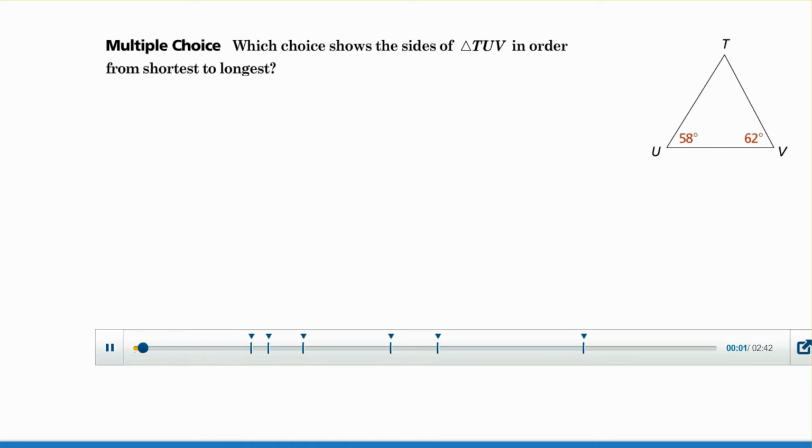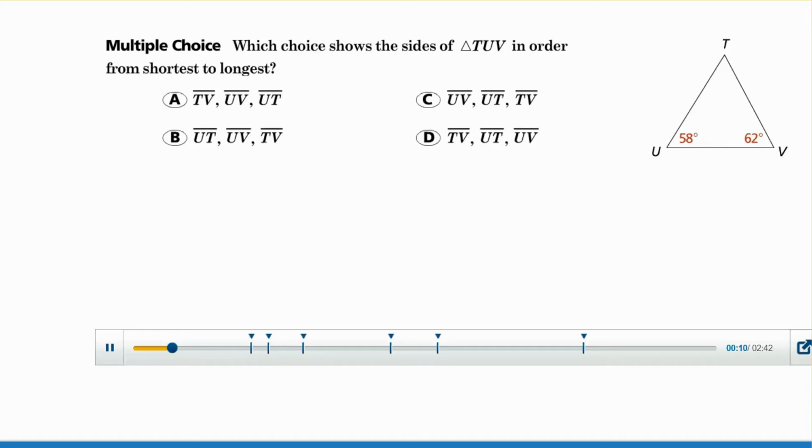In this problem, you will use theorem 511. Which choice shows the sides of triangle TUV in order from shortest to longest? Your choices are A. Segment TV, segment UV, segment UT. B. Segment UT, segment UV, segment TV. C. Segment UV, segment UT, segment TV. Or D. Segment TV, segment UT, segment UV.